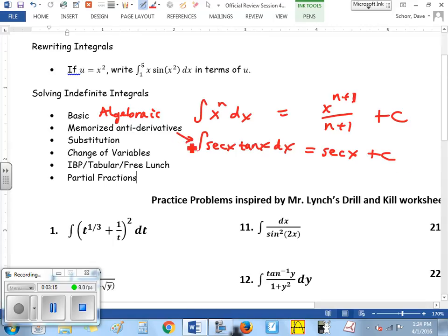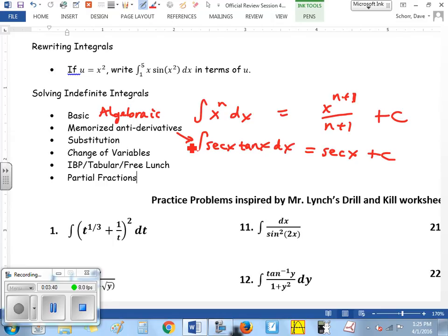See? U substitution is a very, very, very powerful method. We use it all the time. Change of variables, I will mention that today. I don't think any of you know that yet. IBP, tabular free lunch, and partial fractions, those are BC only topics, but you guys have been practicing those this year.